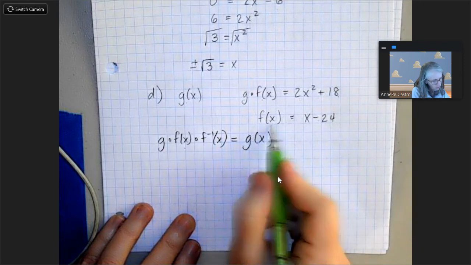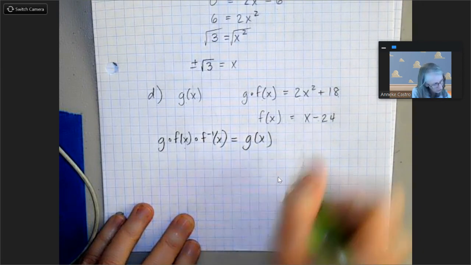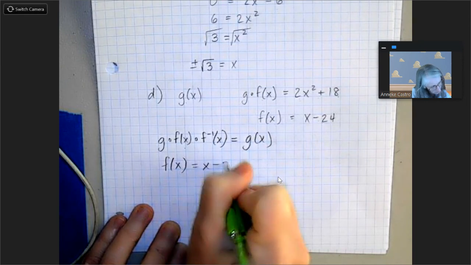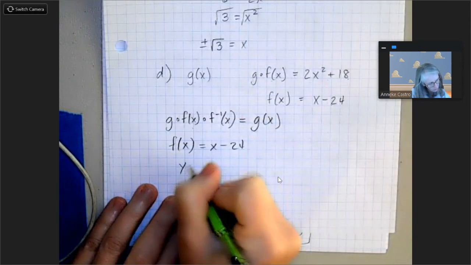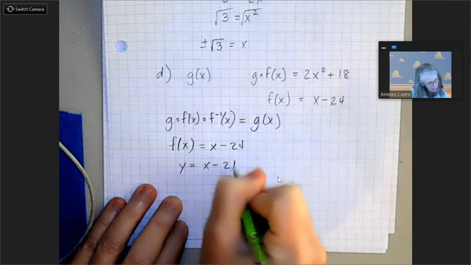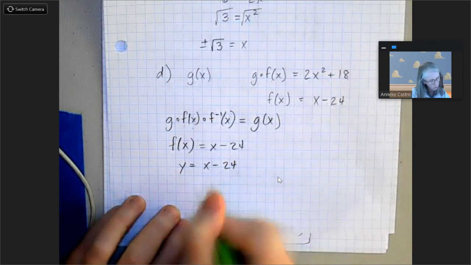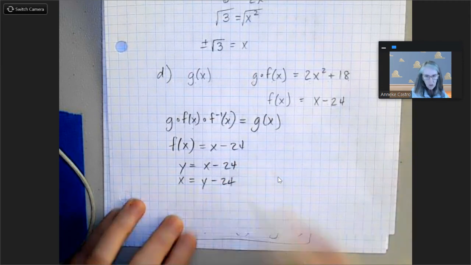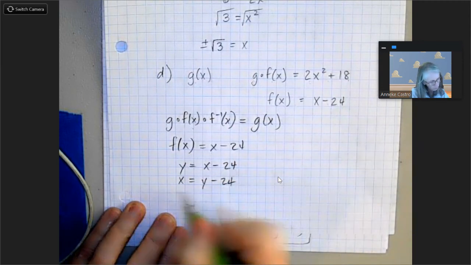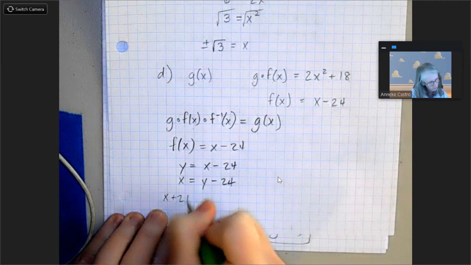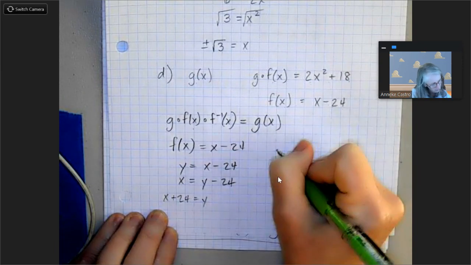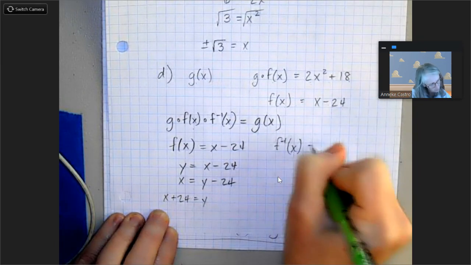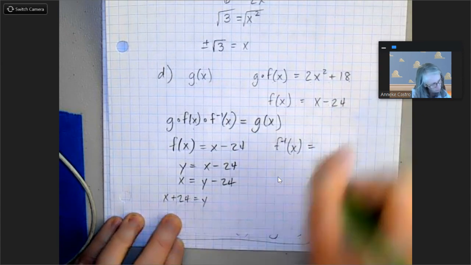Okay, so for the inverse of f of x, I'm going to change my f of x to y equals. And then I'm going to switch the x and the y. Solve it for y, so add 24. So my inverse, f inverse of x, is equal to x plus 24.